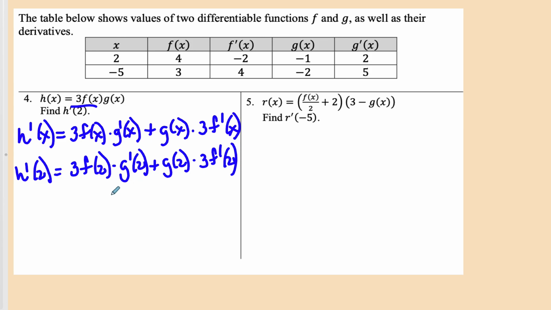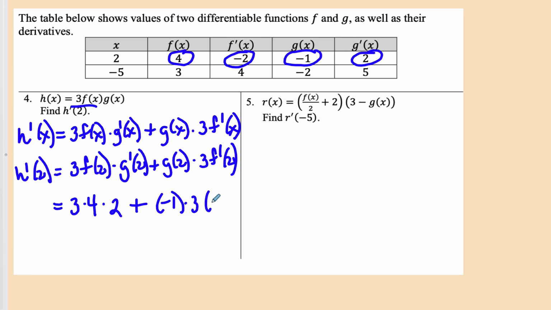All right, now I'm going to be ready to use my table to evaluate. So this is 3 times f of 2, that's this, that is going to be a 4, times g prime of 2, and that'll be a 2, plus g of 2 is negative 1, times 3 times f prime of 2, which is negative 2. So this is going to be 24, and then this is going to be plus 6, and so the answer is 30. Take a minute to stop the screencast and see if you can do the second one.